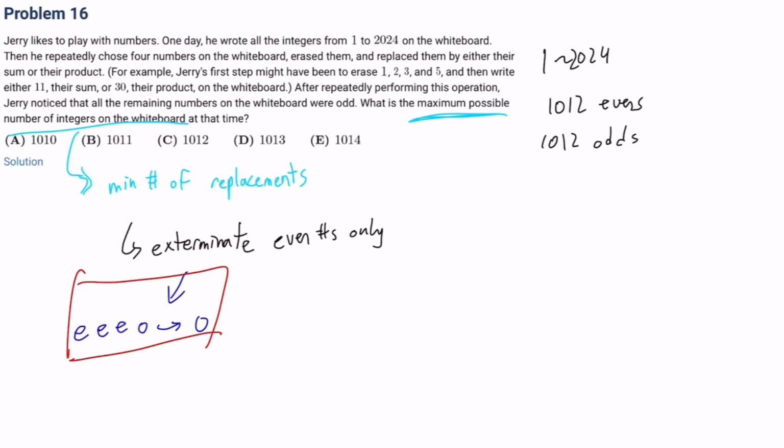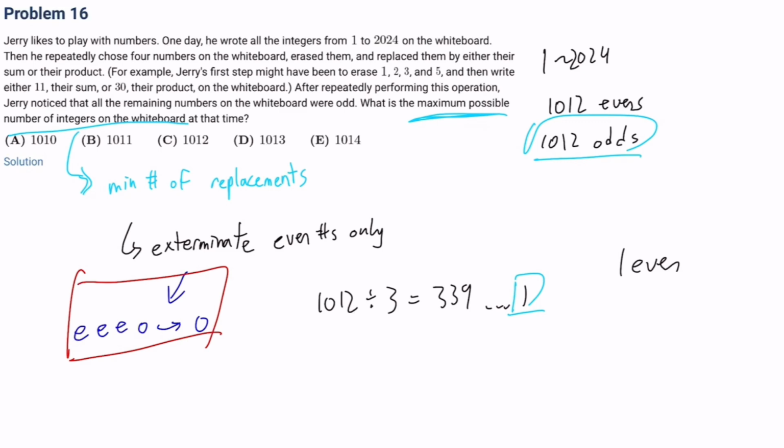So if we use that as much as possible, 1012 divided by 3, because we need 3 evens for every replacement, that's going to be 339, and then the remainder will be 1. So that means that the number of odd integers will stay the same, because 1 odd became 1 odd. So the number of odds is going to be 1012, but we still have 1 even left over. So now we have 1 even and 1012 odds.